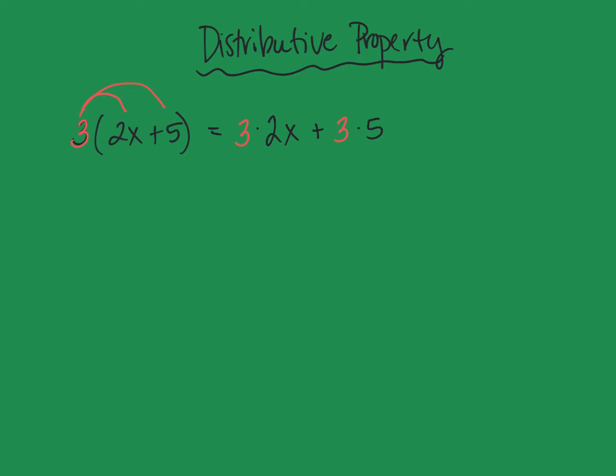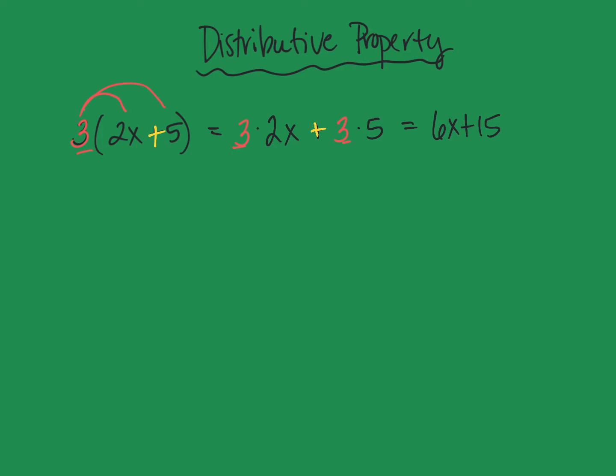So the addition sign here stays the same. The 3 is distributed into both pieces, and the 2x and the 5 just kind of tag along. So when we simplify, we end up with 6x plus 15. Now you don't have to write that all out, just writing it out to show you where I'm getting the information from.